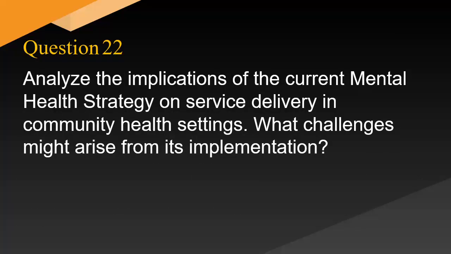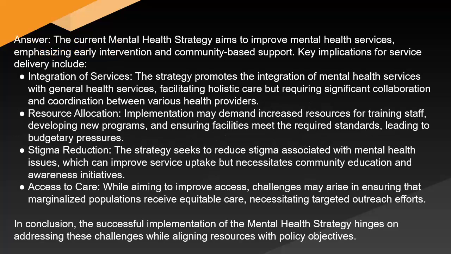Analyze the implications of the current mental health strategy on service delivery in community health settings. What challenges might arise from its implementation? Answer: the current mental health strategy aims to improve mental health services, emphasizing early intervention and community-based support. Key implications for service delivery include integration of services. The strategy promotes the integration of mental health services with general health services, facilitating holistic care but requiring significant collaboration and coordination between various health providers.